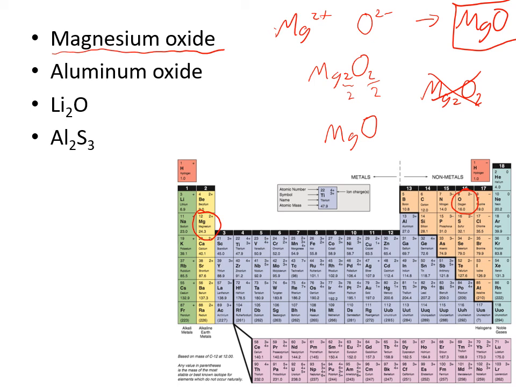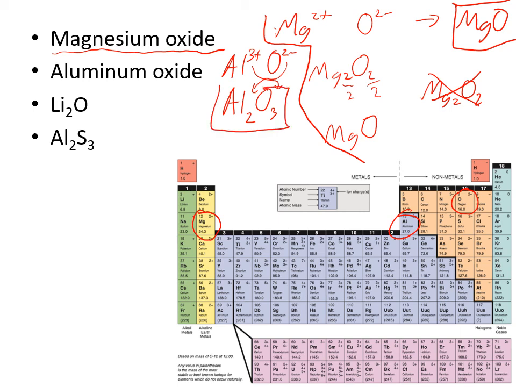Okay, so I'm going to do aluminum oxide right now. Al is right here, it's 3 plus. Oxygen is 2 minus. I'm going to give myself a little divider right here. I'll use the swap and drop method because it's faster. The 2 comes down here, the 3 goes over there. So it's Al2O3, and that's our answer, just like that.